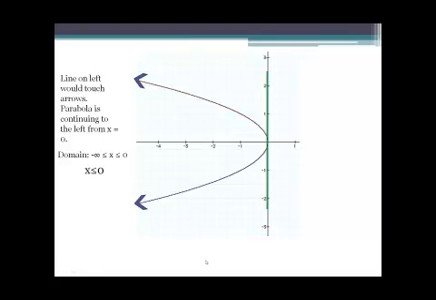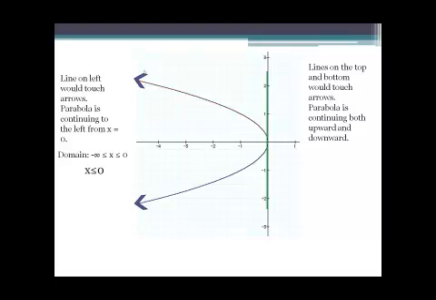Okay, let's look at our range. This time when we look at the range, we notice that a line drawn on the bottom would touch an arrow, and a line drawn on the top would touch an arrow. So the range has no limits. The parabola is continuing both upward and downward. So our range is going to be from negative infinity to positive infinity, which is all real numbers.